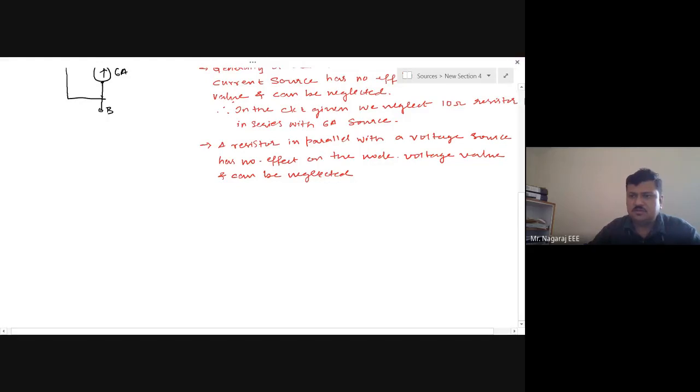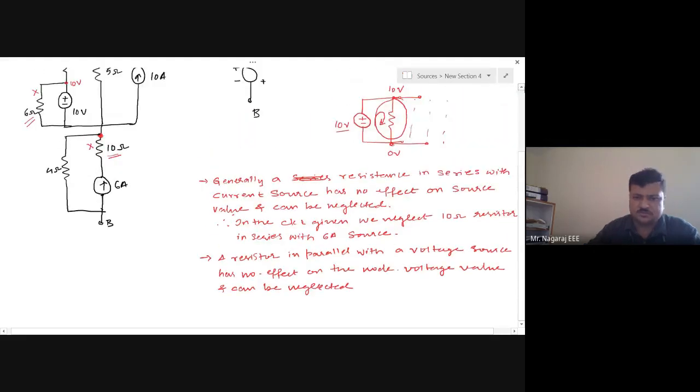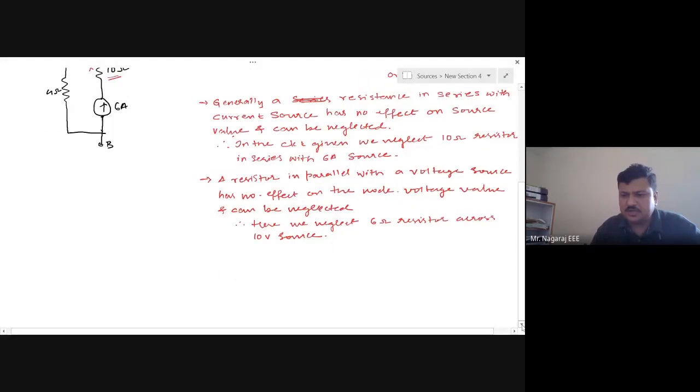So here we neglect the 6 ohm resistor across the 10 volt source. Now, after neglecting these two resistors, I will be redrawing the circuit.